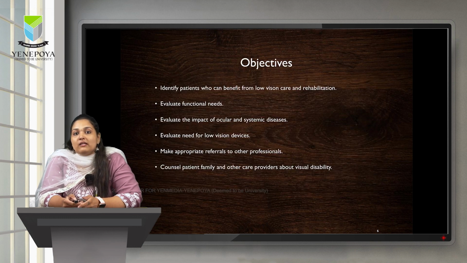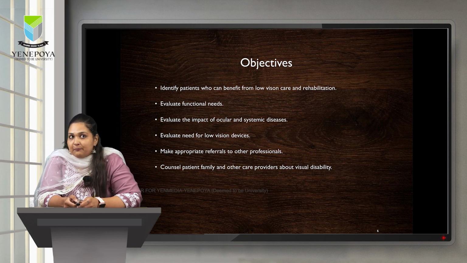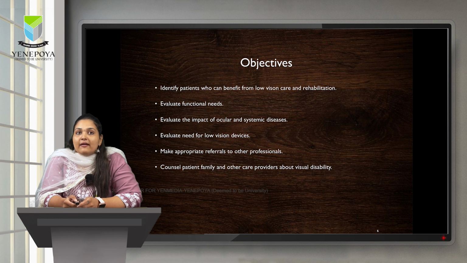Now, coming to the objectives we should keep in mind when we evaluate a low vision patient. First, we need to identify patients who can benefit from low vision care and rehabilitation, and also evaluate their functional needs. Functional needs means, for example, in the morning when we get up, what is the first thing we do? If I want to see my face in the mirror, a low vision person may be unable to see himself in the mirror.